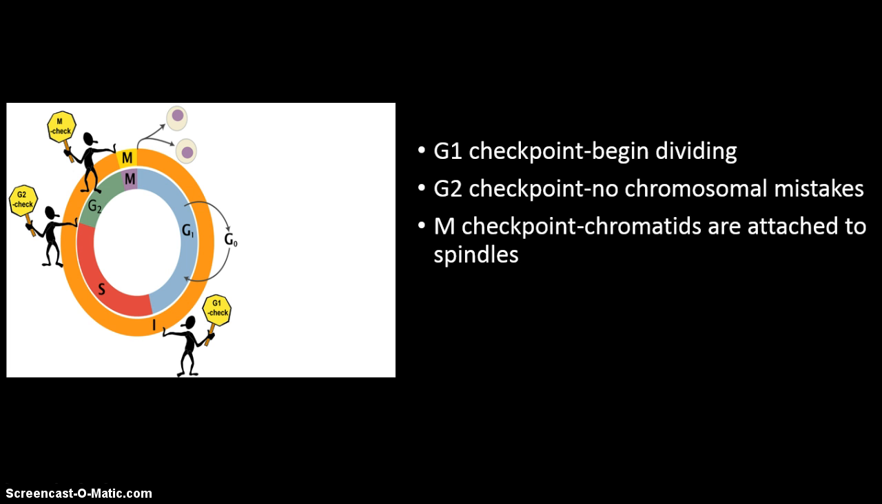The M checkpoint will occur near the end of metaphase. The M checkpoint is also called the spindle checkpoint because it determines whether all the sister chromatids are attached to spindle microtubules. After this checkpoint, the cell is free to split.